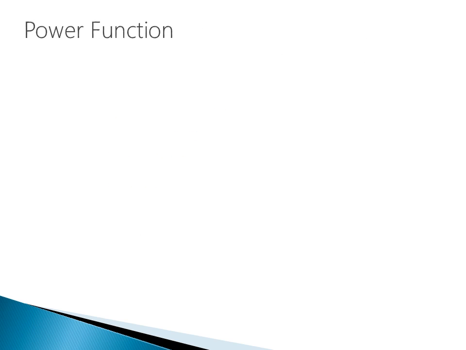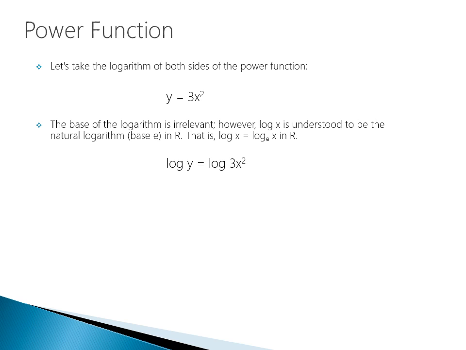Let's get into a discussion of how to perform the transformations using the power function. First, we need to look at our function, which is y equals 3x squared. And what we want to do is take the logarithm of both sides of this power function. The base of the logarithm is irrelevant. However, log x is understood to be the natural logarithm, base e, in the R language. That is, log x is equal to log base e of x in R. So when we do this, we now have log y equals log 3x squared.